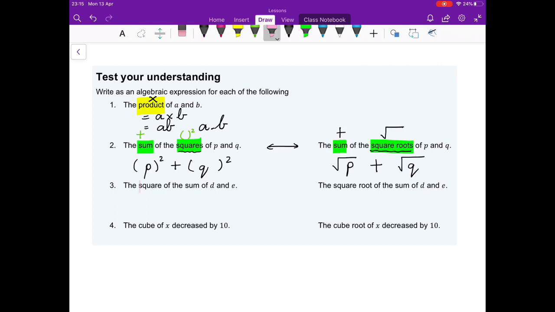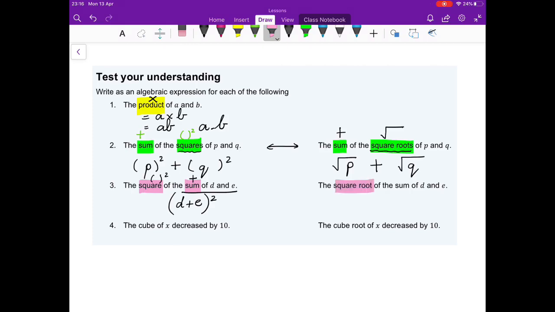Let's look at our next example. The square of the sum. Identify your keywords. Change it to mathematical operations. Square is to square, sum is to add. The square of the sum of D and E. So I must find the sum of D and E. I then square it.